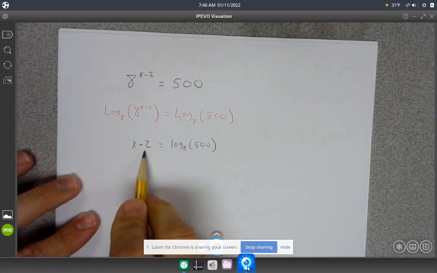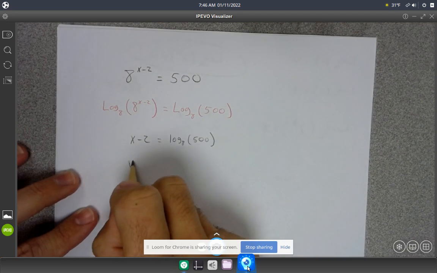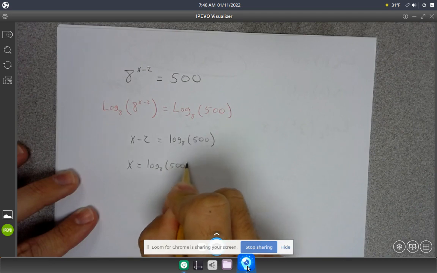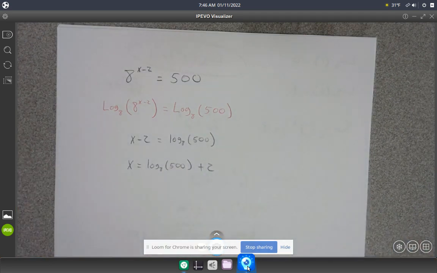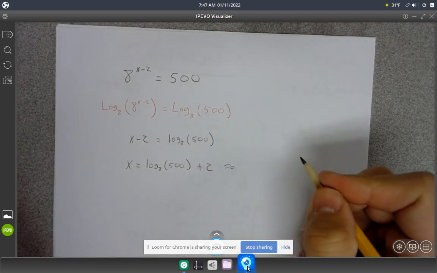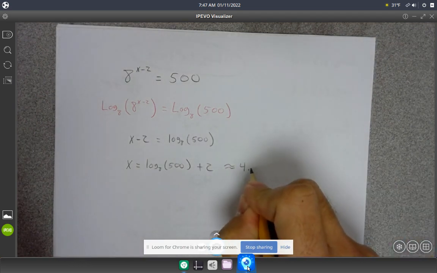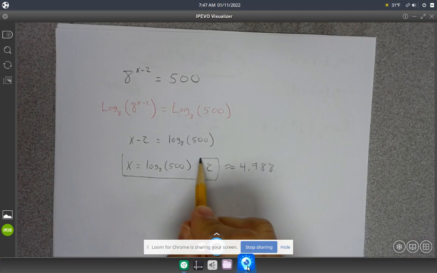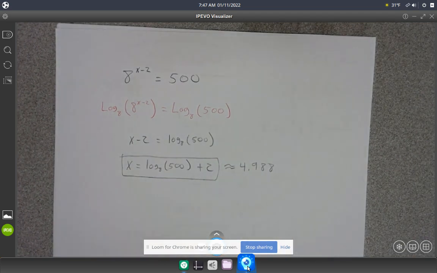And then the last thing you have to do is just add 2 on both sides. And that's your answer. x equals log base 8 of 500 plus 2. I'm going to figure out what that is as a decimal. Looks like it's close to 5. This is approximately equal to 4.988. But this is our answer right here in log form, in exact form. All right, that's it.